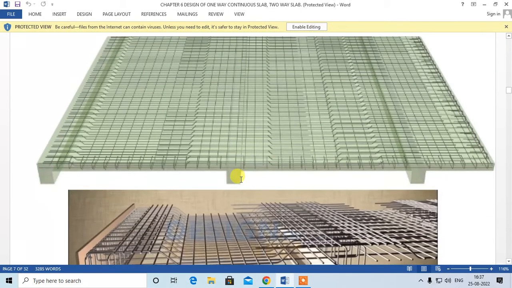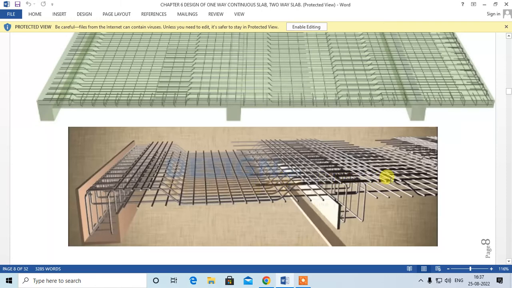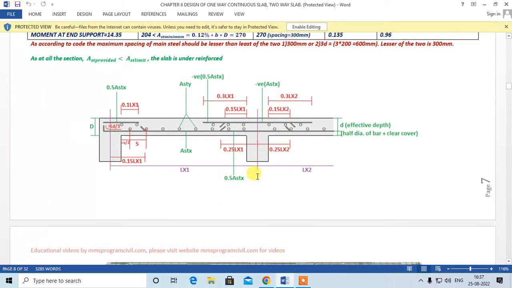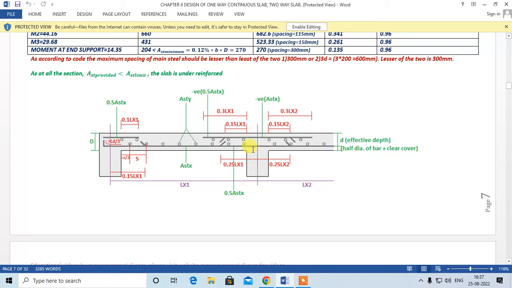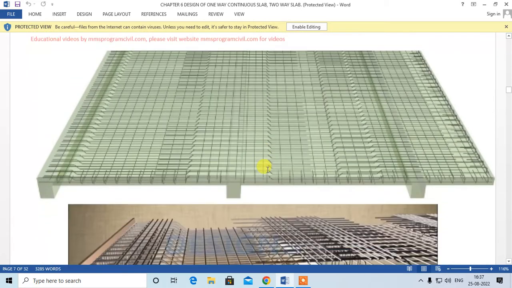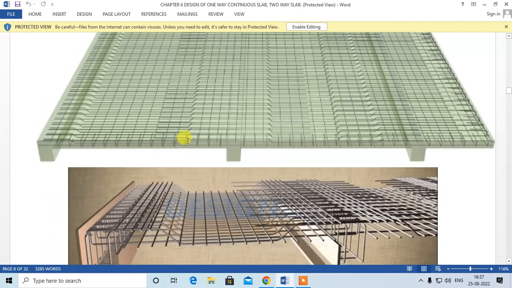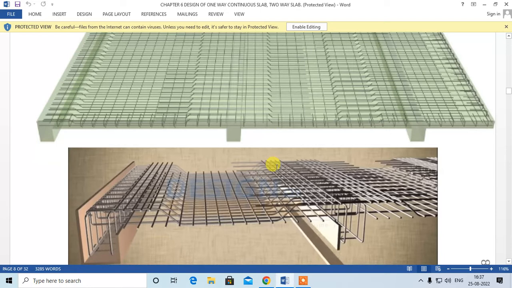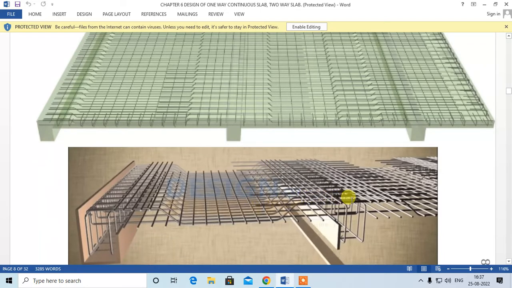Now how to find the length of this extra top bar? The code says take this as 0.3 L plus 0.3 L plus the width of the beam. So that is going to be this distance. That is going to be this distance.